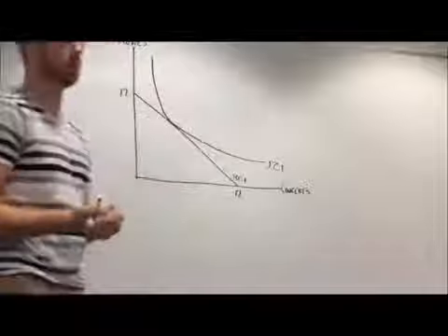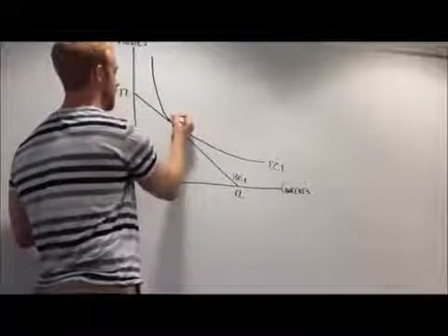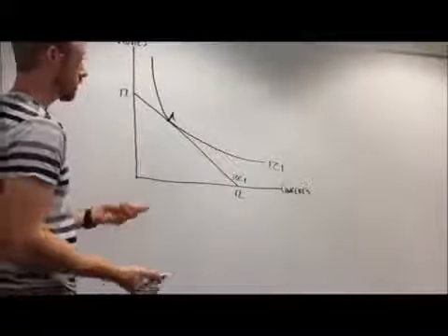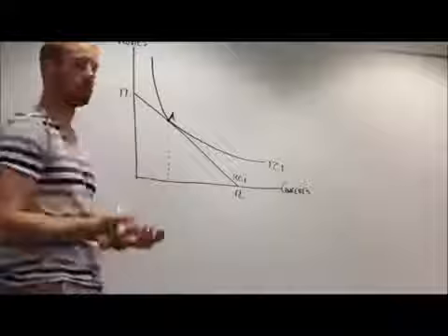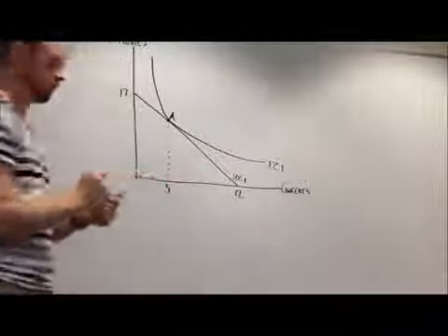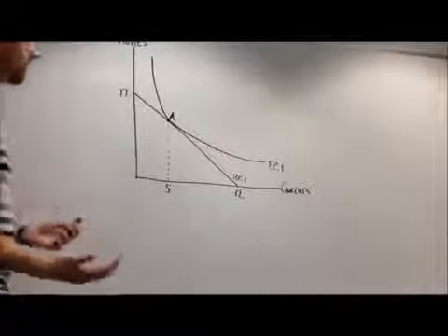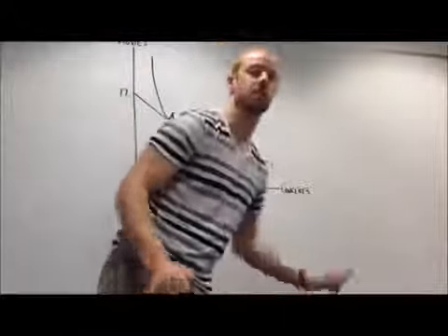We'll label that as indifference curve 1, and we'll say that he's choosing this bundle here, point A, where he's consuming, let's say, 5 concert tickets. All right? Next, we want to see what happens when the price of concert tickets changes.